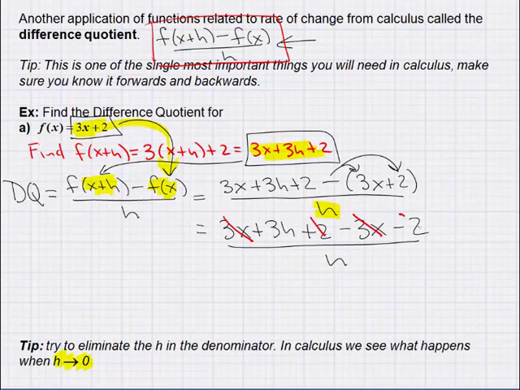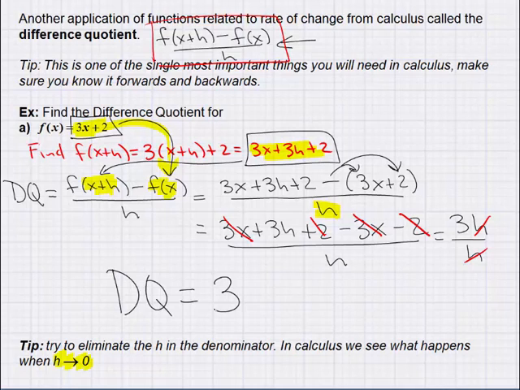This plus 2 and this minus 2 will cancel, and I end up with 3h over h. Well, guess what? Those h's cancel. So what do I have? I have that my difference quotient equals 3.